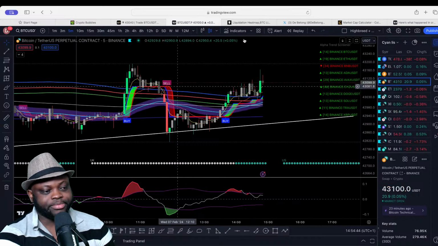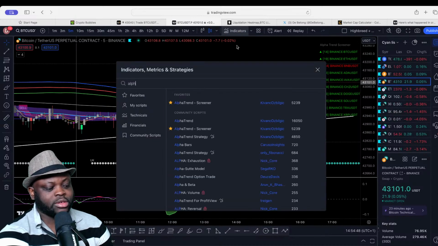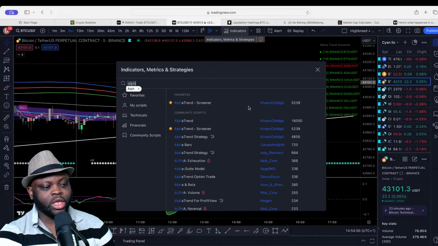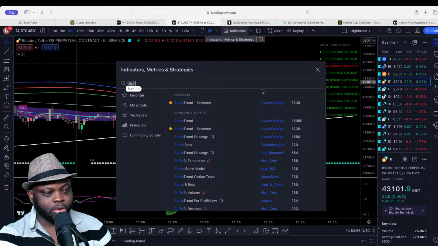This one also is free. Go on TradingView and just search for alpha trend. This is the free alpha trend screener by Key Vance, or this is the first one. Use that one screener. This is what I use.